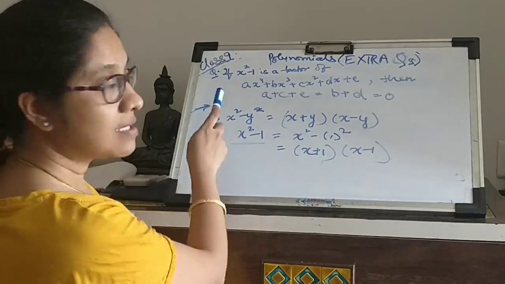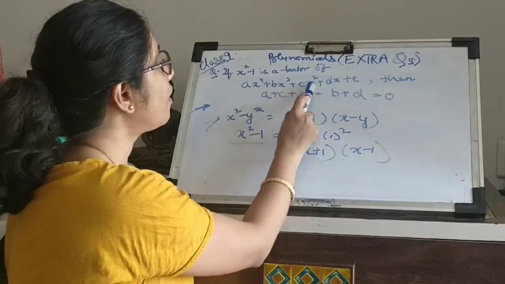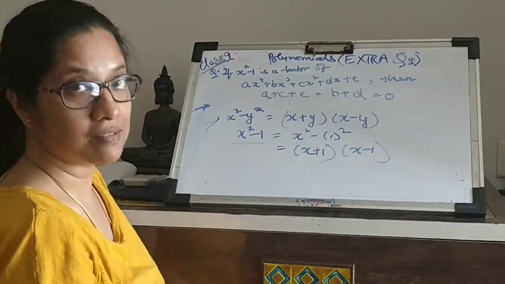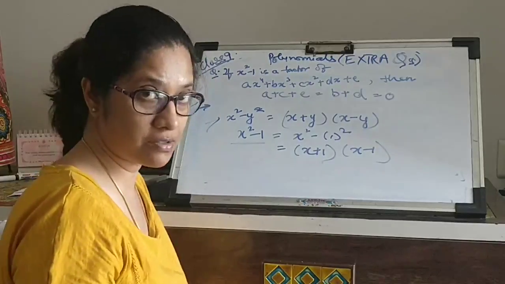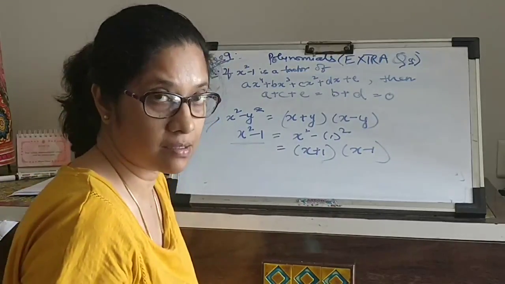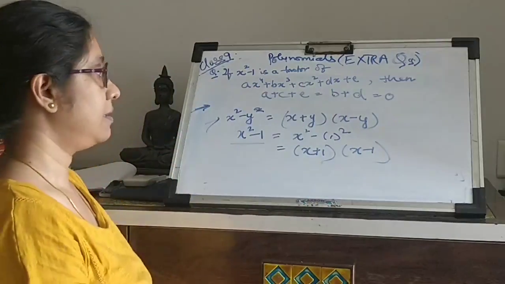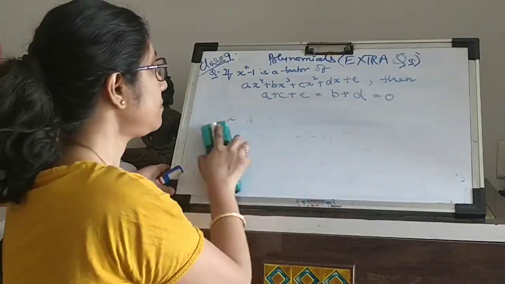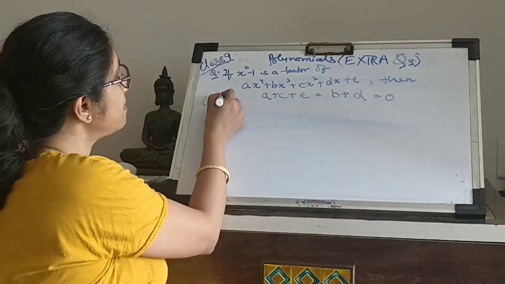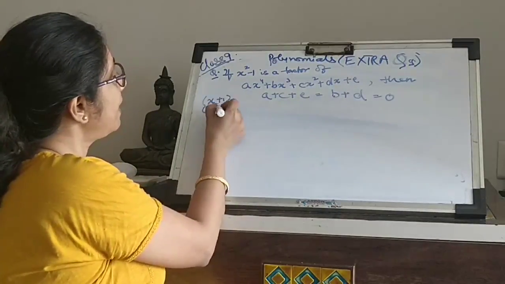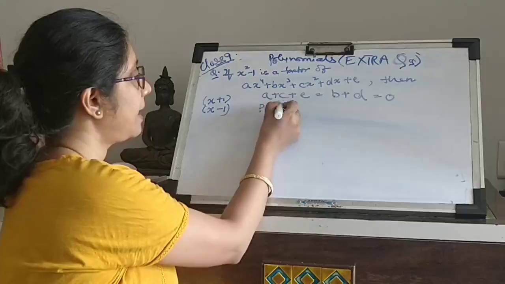So what is given to us? x plus 1 and x minus 1 is a factor of this polynomial. So, next what do we have to apply? Factor theorem. Because we've been told about the factors. We know that both of these are factors of this polynomial. Therefore, since both x plus 1 and x minus 1 are factors of the polynomial px.